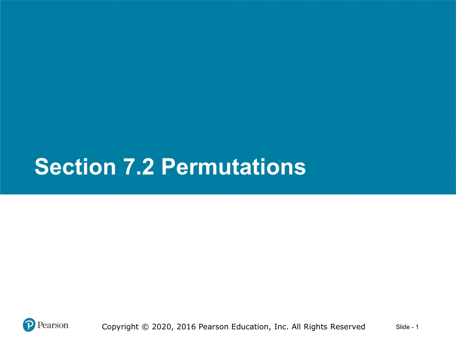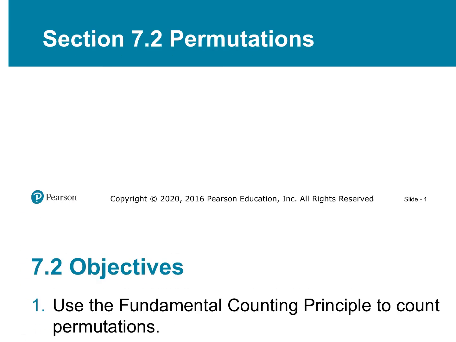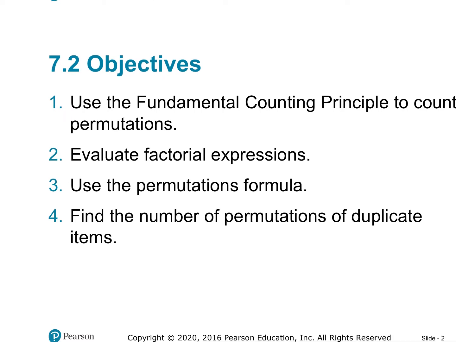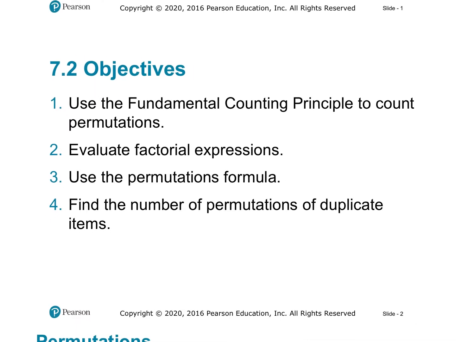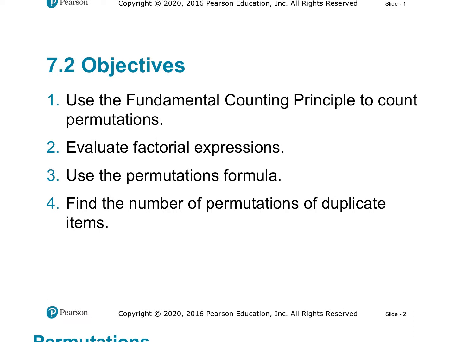Welcome back. This is 7.2 permutations. So our objectives for today are using the fundamental counting principle to count permutations, evaluate factorial expressions, and use the permutations formula, and then find the number of permutations of duplicate items.